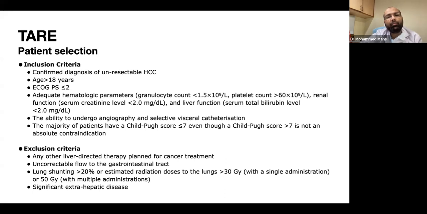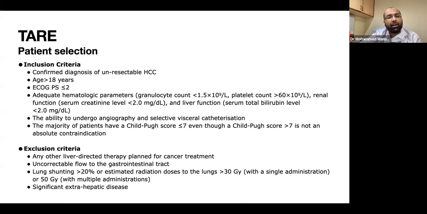have to assess the ability of the patient to undergo angiography and selective visceral catheterization. Any contraindication to angiography is a contraindication to microsphere therapy. And the majority of the patients have a Child-Pugh score of less than or equal to 7, but even though we can select patients who have a score more than 7 for this therapy, and it's not an absolute contraindication.